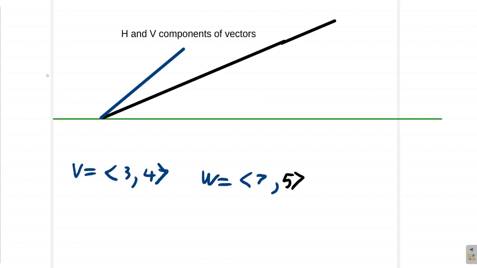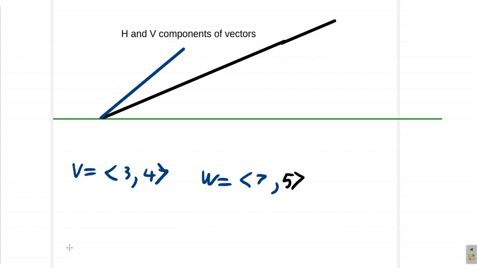Suppose you have these two vectors. V is 3, 4, and W is 7, 5. What you can do is do a little sketch like this to see what you're doing.